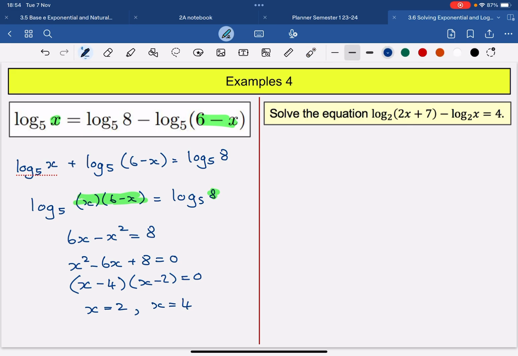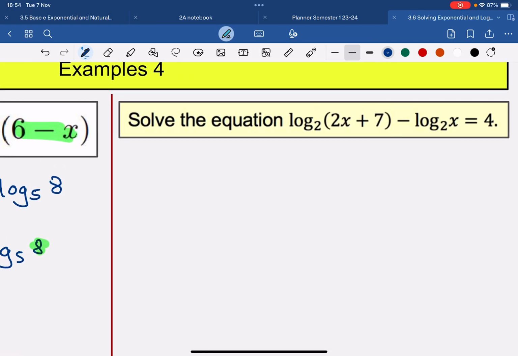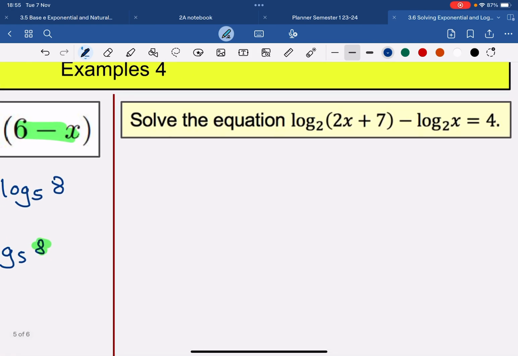So the one on the right side is very similar. For this one, I'm going to put the logs together. They've already got all the x's on one side, and I can divide by this bracket, because it's a minus, and it equals 4. Two ways of doing it.